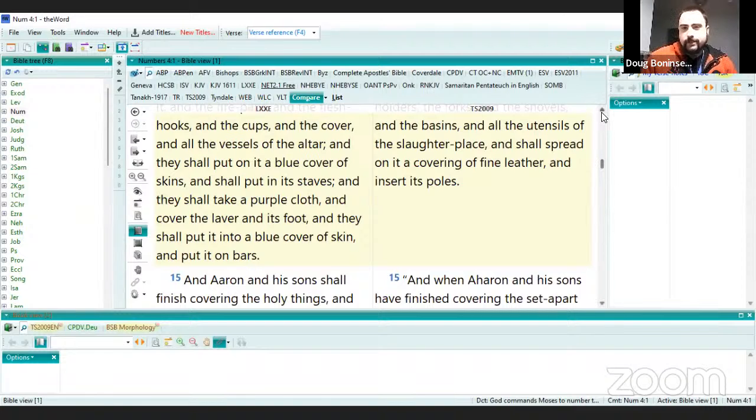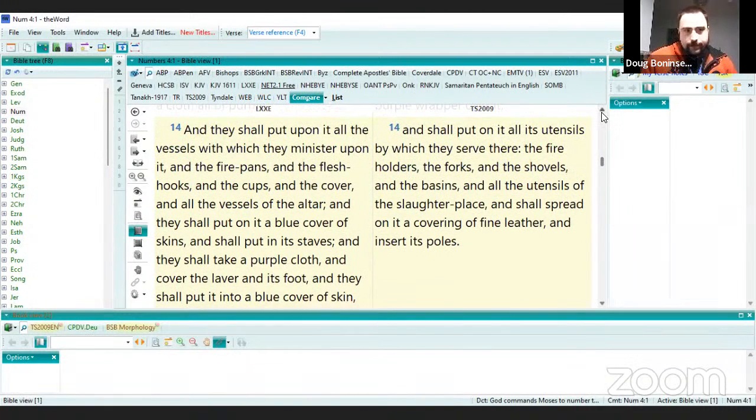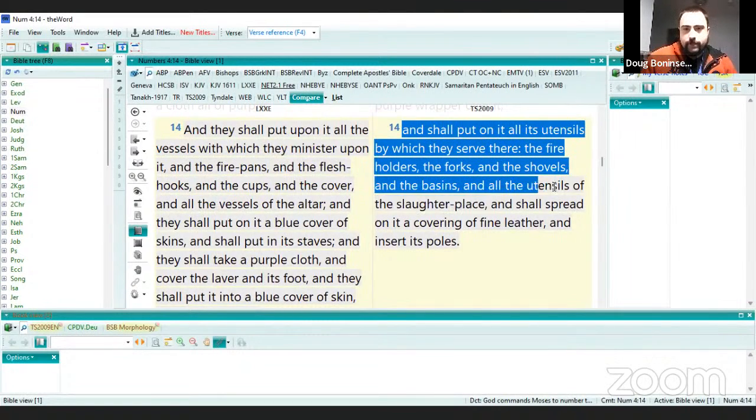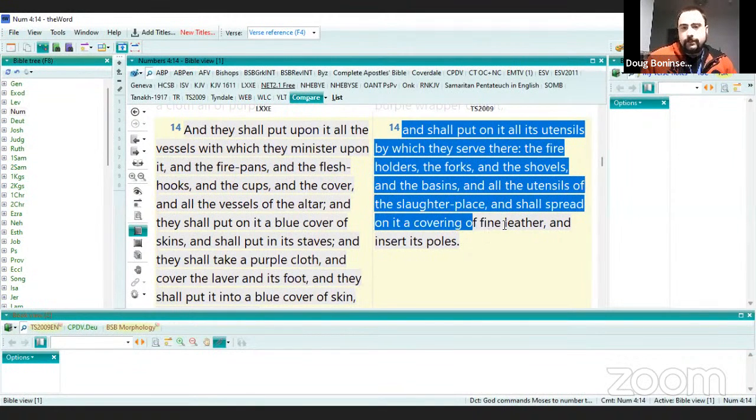And the Masoretic seems like it's leaving almost half of the verse out. The Masoretic would read as follows: and shall put on it all the vessels by which they serve there, the fire holders, the forks, the shovels, and the basins, all the utensils of the slaughter place, and shall spread on it the covering of fine leather and insert its poles. So that seems to be a major difference there.